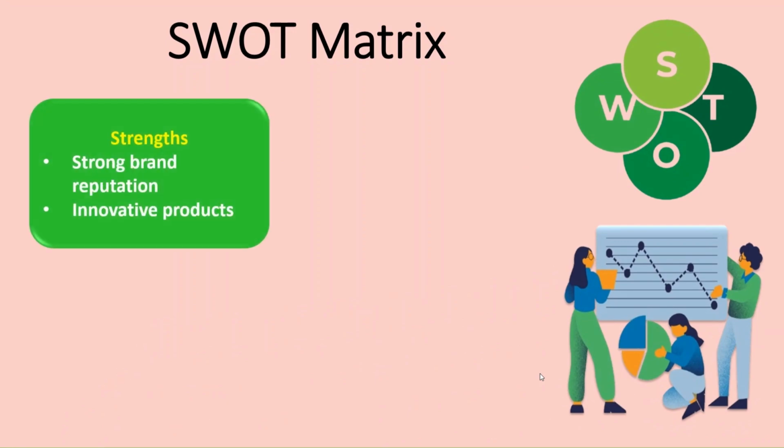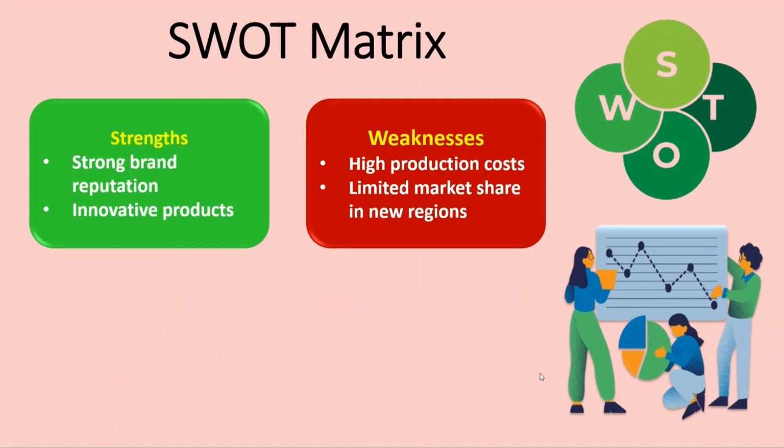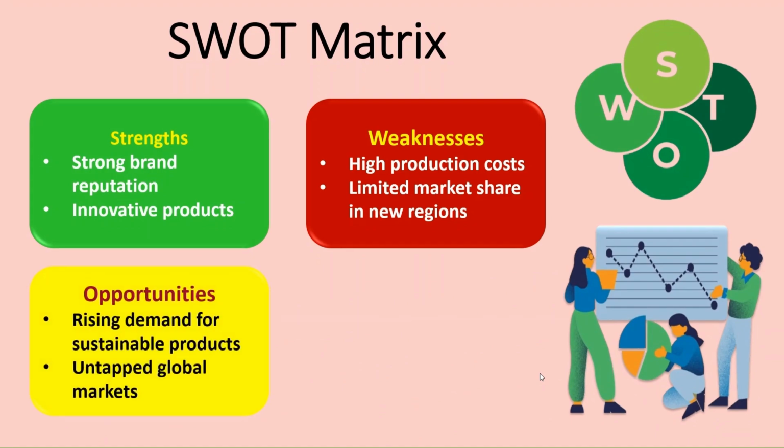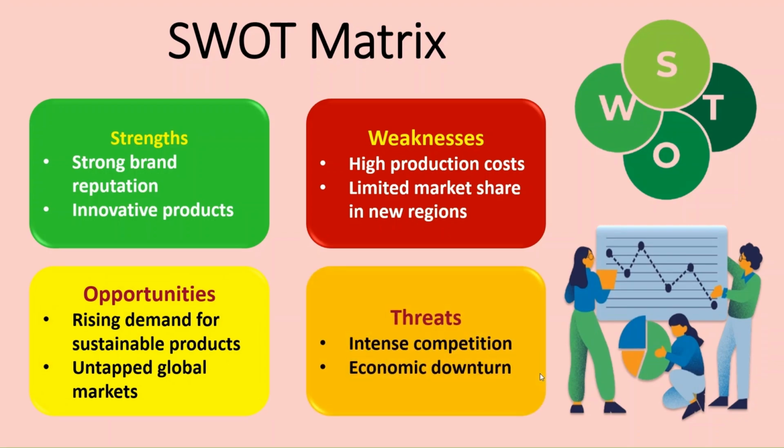Strengths: the company has a strong brand reputation and offers innovative products that give it a competitive edge. Weaknesses: however, high production costs impact profitability, and the company struggles to expand its market share in new regions. Opportunities: there is a growing demand for sustainable products and untapped global markets, presenting excellent opportunities for expansion. Threats: intense competition and potential economic downturns pose significant risks. This matrix highlights the need for strategic planning to capitalize on opportunities while addressing weaknesses and threats effectively.